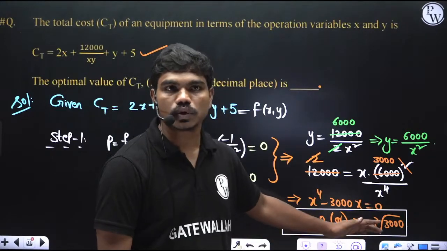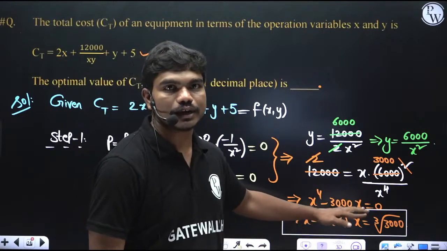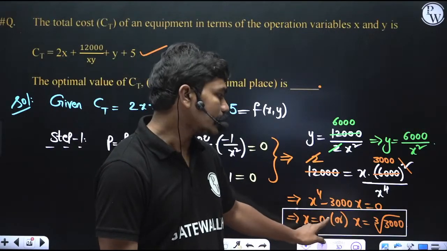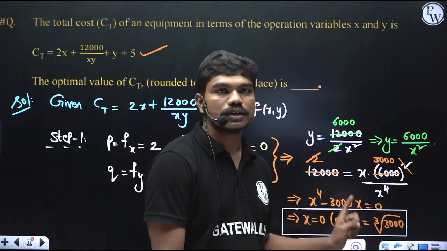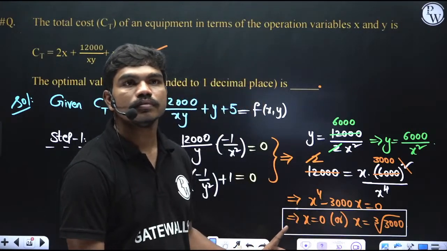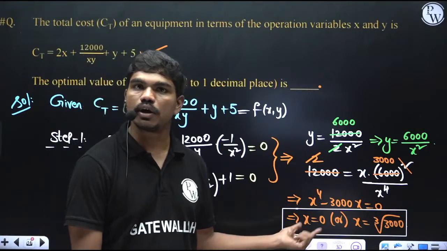Is this clear to all of you till this point? Yes? Come on, quickly type it in the chat box. Can you all get this? We got x equal to 0 or x equal to cube root of 3,000 actually. So these are the two solutions which you are getting in this case. Everyone comment in the chat box. Yes, did you all achieve till this point?